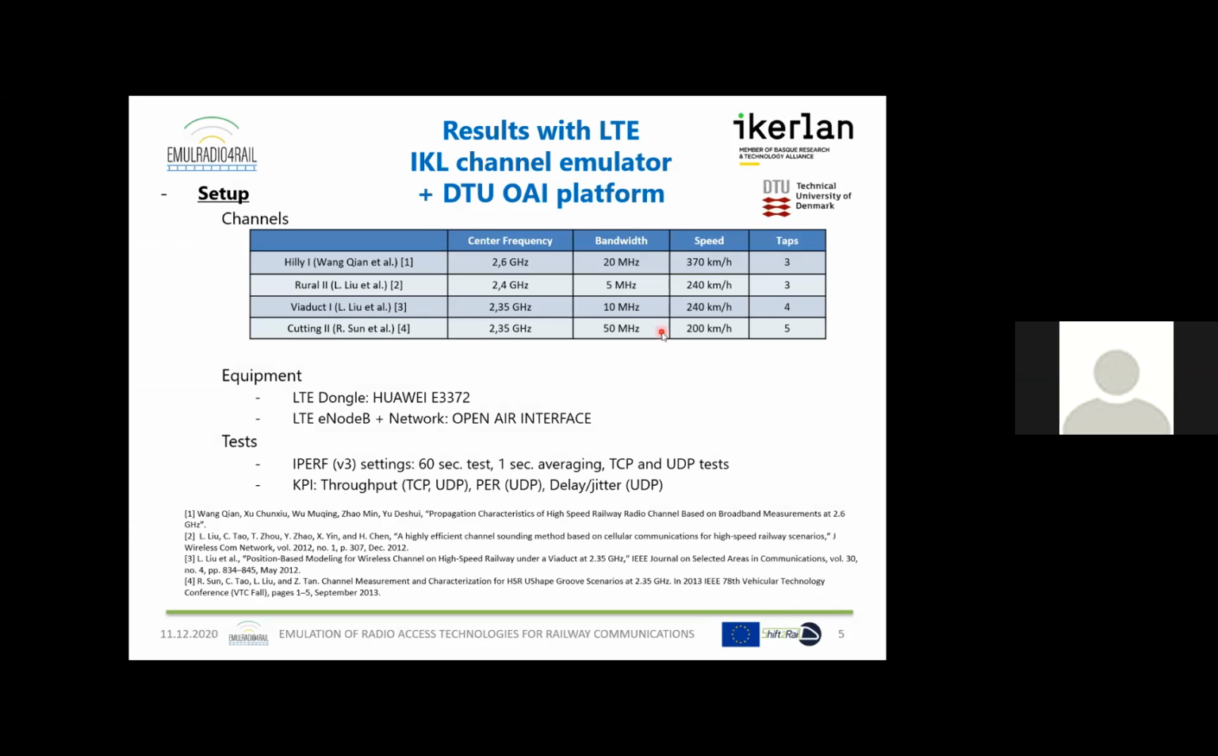So for this test here in Ikerlan, we have selected these four channels. What we use is an LTE dongle from Huawei, and as the LTE network, as we have said, the OpenAir interface. And again, we have used iPerf for the test. They were 60-second tests with an average of 1 second, for both TCP and UDP, and we have measured the throughput, delay and jitter.